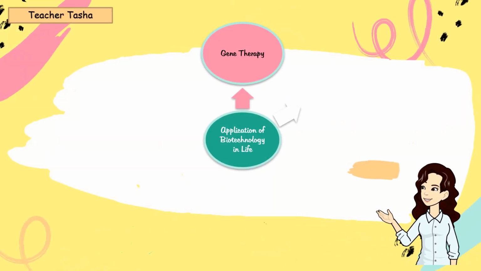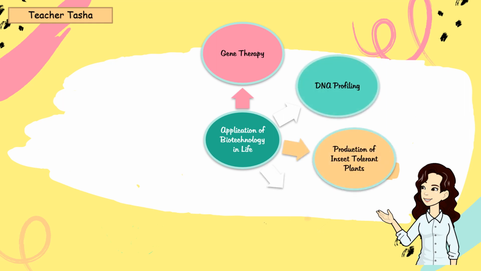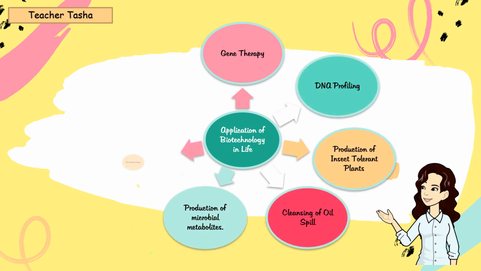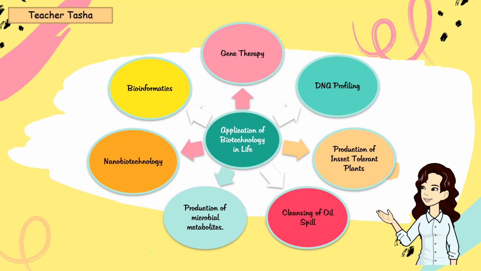Okay, let's look at the application of biotechnology in life. We have a few that we are going to look into. The first one is gene therapy, DNA profiling, production of insect-tolerant plants, and cleansing of oil spills. The others we have are production of microbial metabolites, nanobiotechnology, and also bioinformatics.